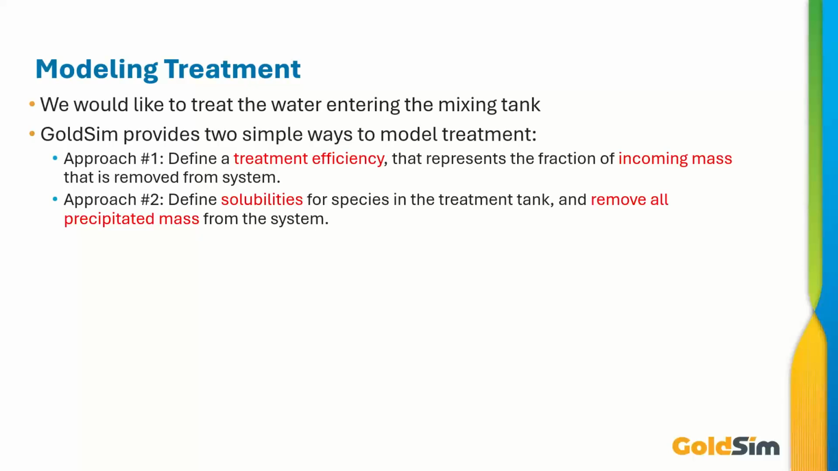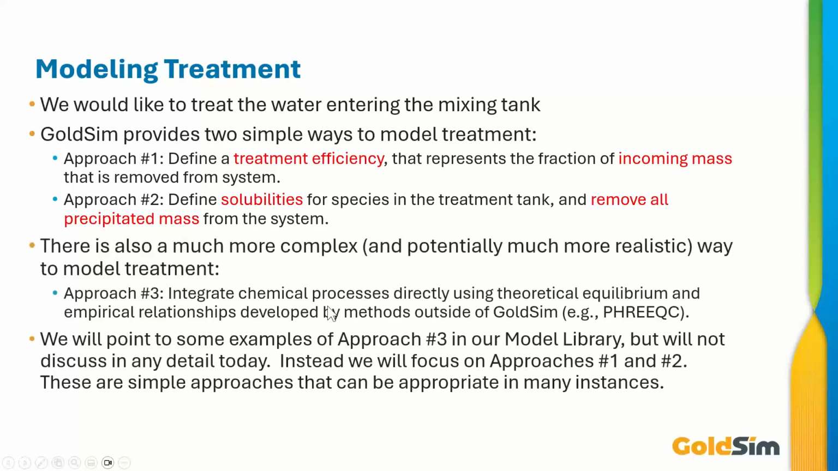The second approach, we can say we're going to define some solubilities of the species in the tank, and so the tank will be at that concentration. Mass is going to drop out of solution, and we're going to instantaneously remove that precipitated mass from the system. Many treatment processes actually work this way, so depending on what you're trying to accomplish, that may be a better approach to modeling treatment than the first approach. And as I said, there's a third approach in which we can link to Freak-C or a similar tool. We'll talk about that just a little bit.